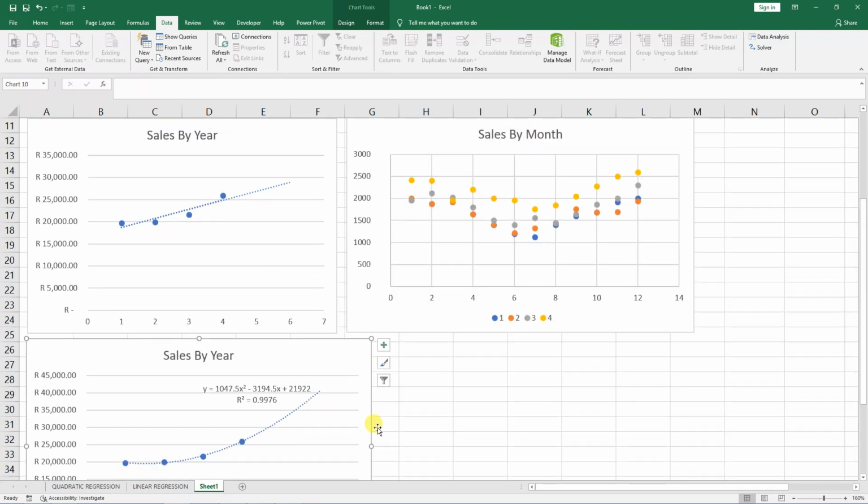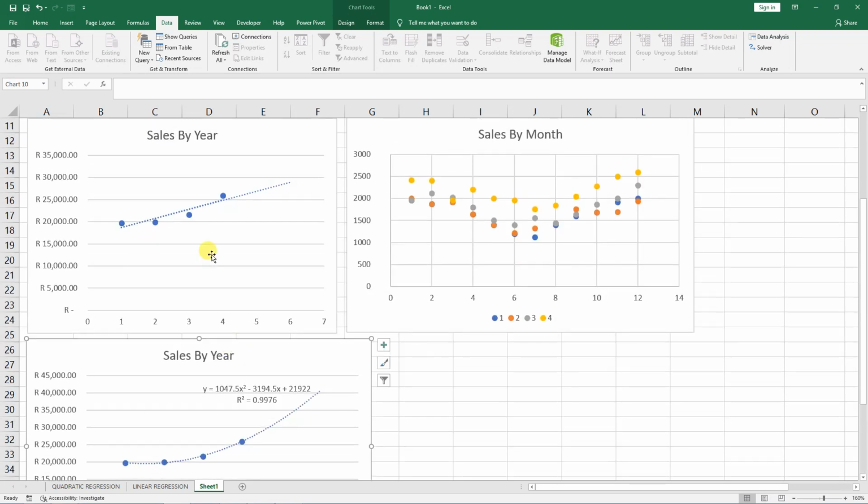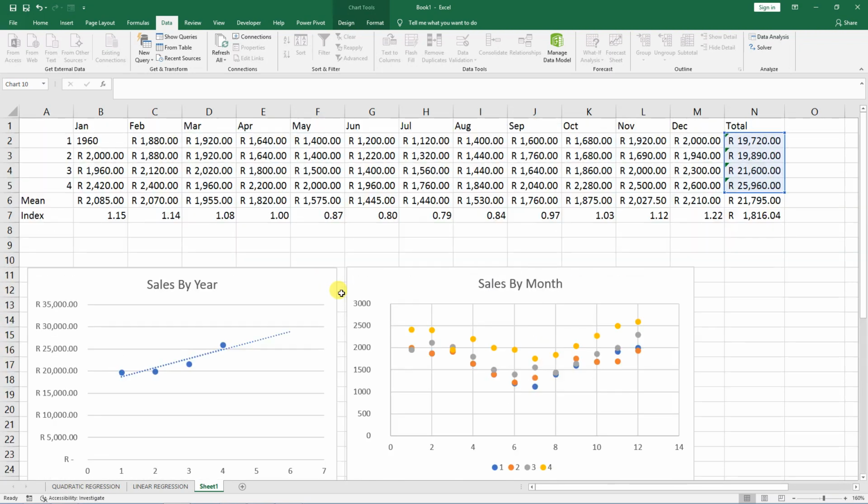So taking a forecast from the polynomial or the quadratic form will give you much better forecast results than if you just use a linear regression, and that is something that you would need to understand when to use by looking at the data. Also, a quadratic regression would be very regularly used when your independent variable is time, like the years over here.